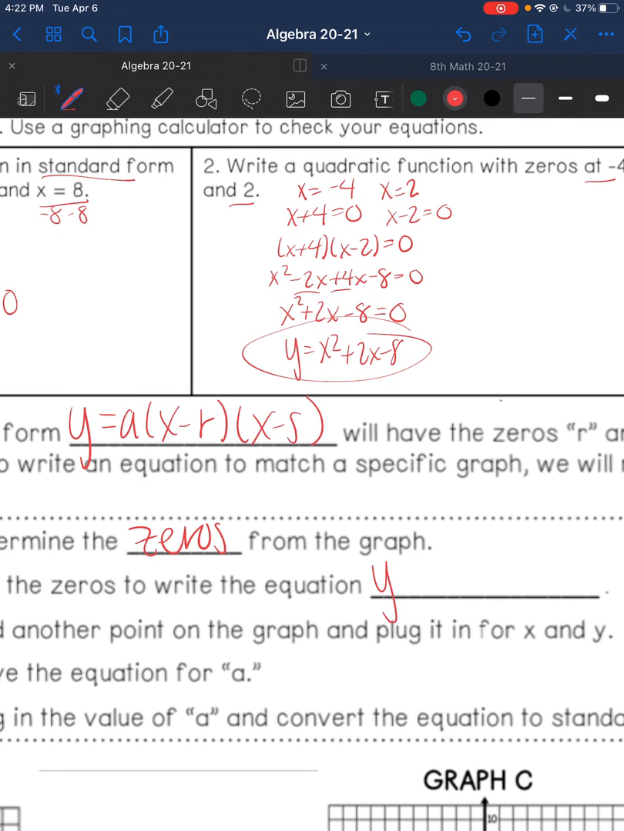This is going to be the difference: we're going to write the equation a little differently. It's going to be y equals a times x minus r, x minus s. Remember, those negative signs are those subtractions between the x and the r and s. That means change the sign of your zeros.